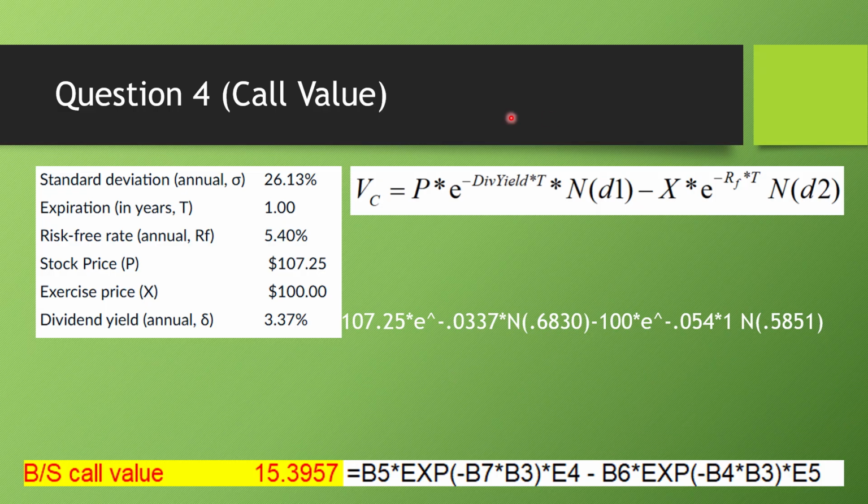Okay, call value. So this is the equation we use for call value. The only difference is the D1 is in front now, and there's no negatives, you see? So this is the stock price, this is exponential, the dividend yield. The first D1, which is here, the second D1, which is there. This X right here is the exercise price, obviously times the exponential risk-free rate times 1 year. So here we go, here we have it here.